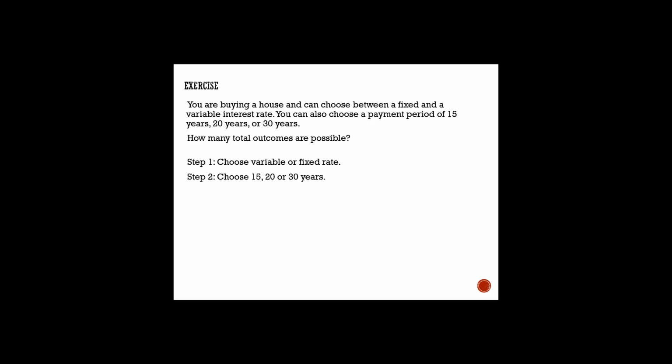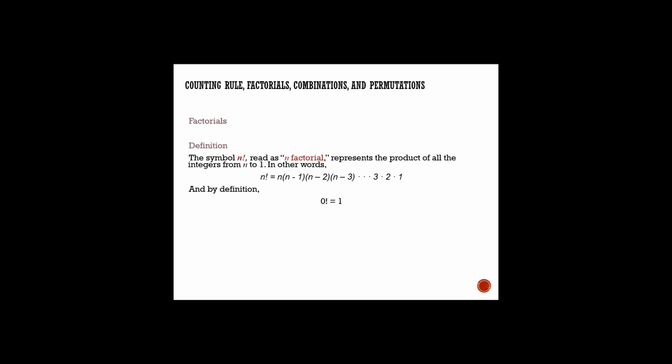Think about the two decisions as steps. The first step, I'm going to choose either variable or fixed rate. The second step, I'm going to choose the payment period, and I've got three different choices. So how many possible outcomes would I have in this decision-making process of buying a house? Well, it's very simple. In step one, I have two possible outcomes. In step two, I have three possible outcomes. I would multiply those possible outcomes together and come up with 2 times 3, or 6 final outcomes.